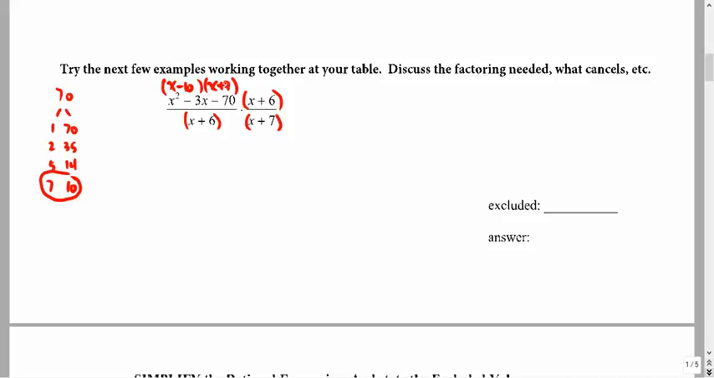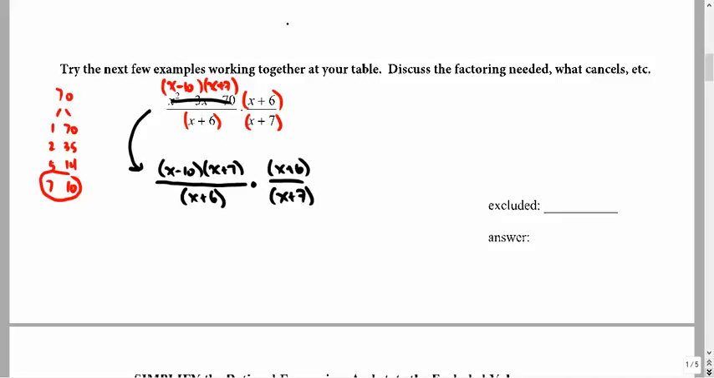And when I'm doing these rational expressions, I like to keep things clean and neat. This is really messy now. So I'm going to do a quick rewrite of everything I've done. So in the numerator, x minus 10, x plus 7, x plus 6 in the denominator, and the second fraction.